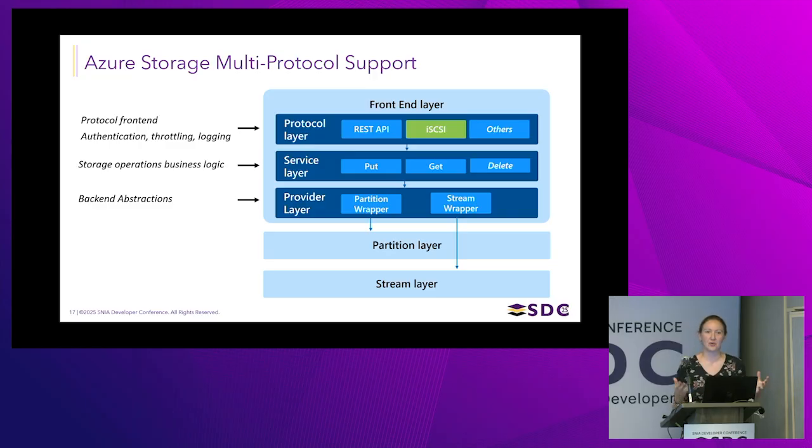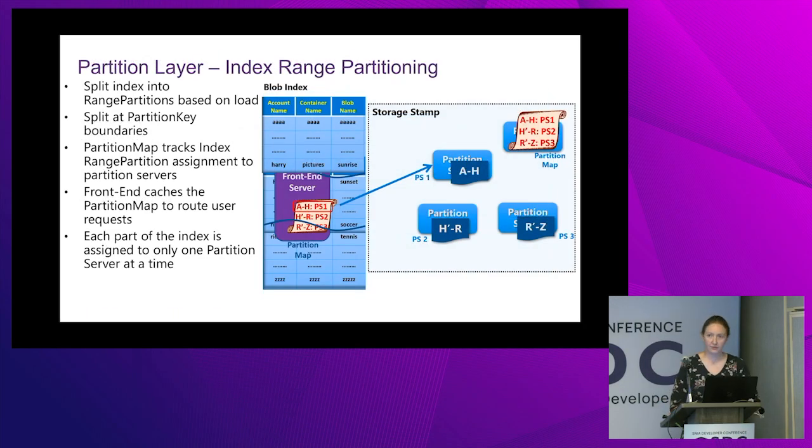An engineer has to sit down, hook it up, test it end to end, all of that stuff, but it's pretty straightforward. All right, so quick review before we get into the partition layer. How our partition layer works is it's split into range partitions based on load. If you imagine it alphabetically, which this slide shows, you'll have a range A through H on one partition, H through R on another, R through Z on a different one.